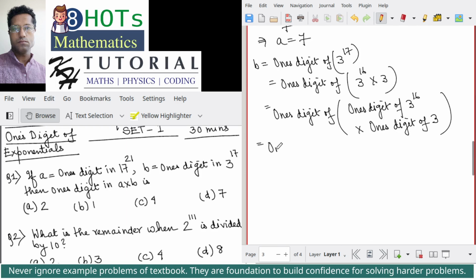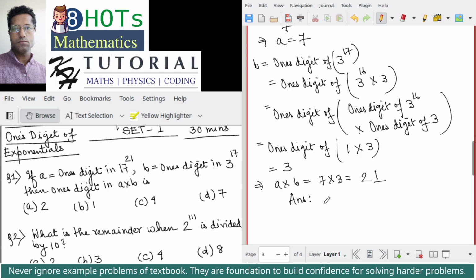So we have the ones digit of 3 to the power 16 will be 1. So this multiplied by 3, definitely this is equal to 3. So A is 7 and B is 3. So this implies that A multiplied by B is equal to 7 multiplied by 3, 21, and hence the ones digit is 1. That is, the ones digit of A multiplied by B, which is 21, is 1, and hence the correct choice is B.